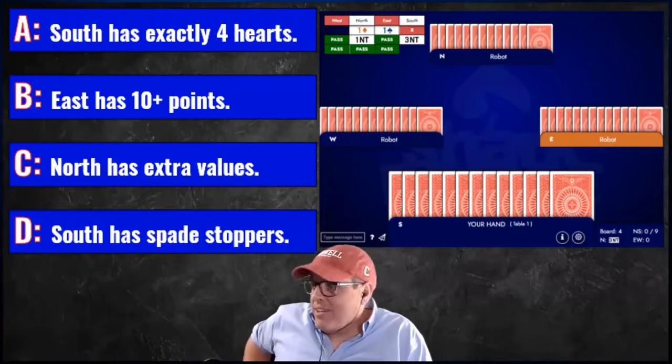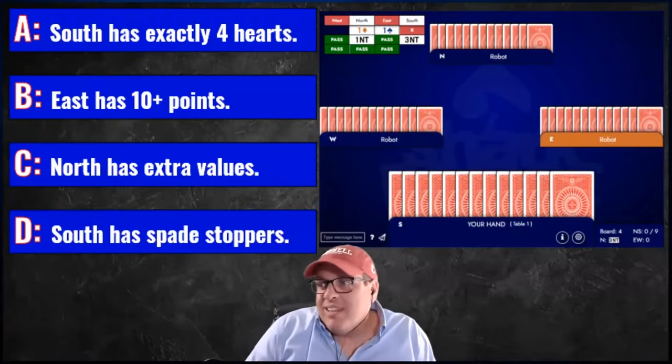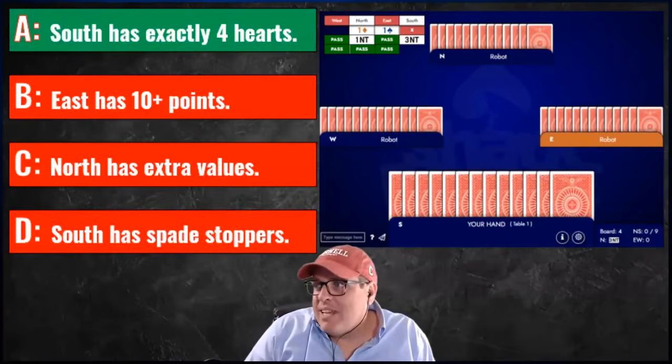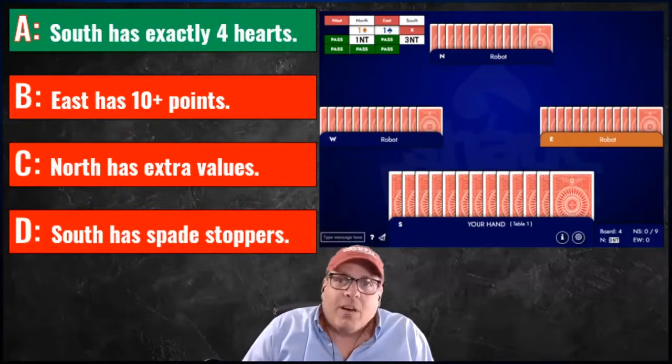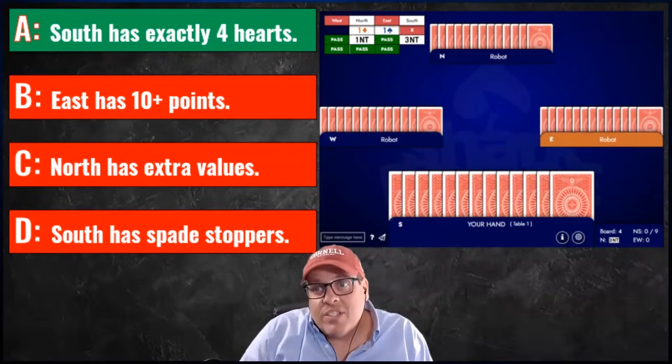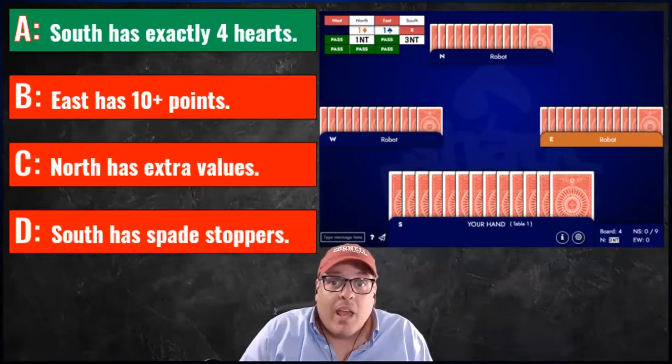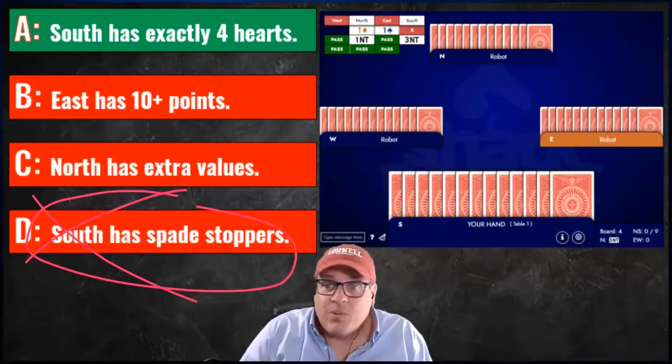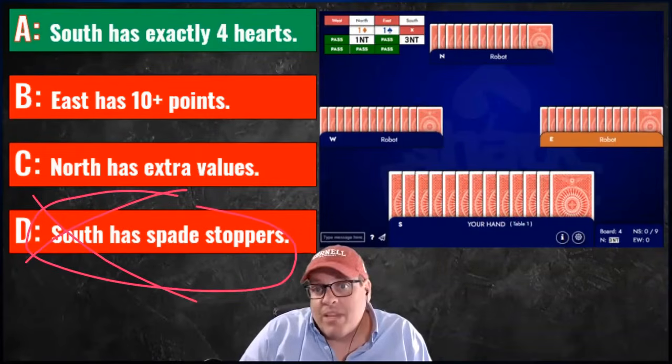I definitely was tricky throughout this quiz as usual, but let's look at what we know. That's all we know is true. South has exactly 4 hearts. And here is why. The auction suggests afterwards, right? When North bids 1 no trump, they're showing a minimum 12 to 14. And North is the one that's showing spade stoppers, not South. Right. So North absolutely has to have spade stoppers and is showing a minimum hand 12 to 14. So North doesn't have extra values either.